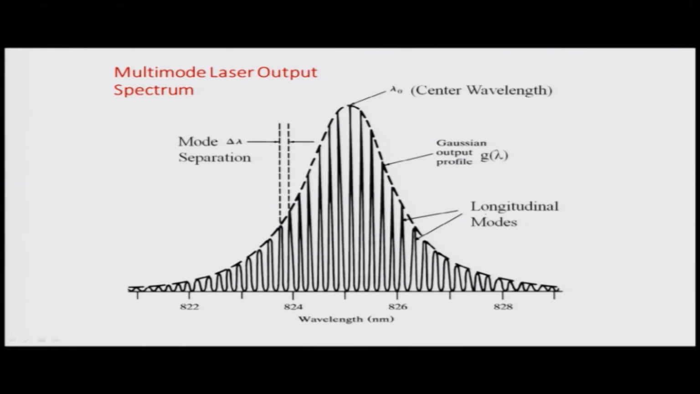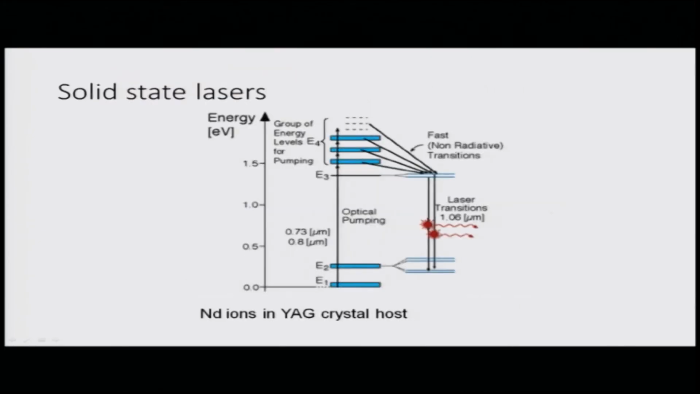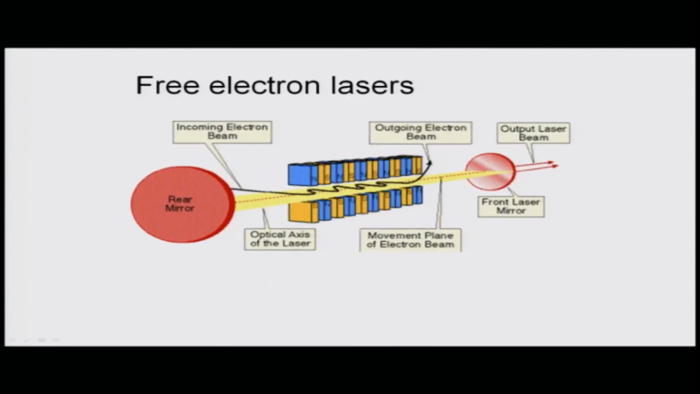So, most of the lasers that we have talked about have multi-mode laser output, where there are mode separations, a central wavelength, and the typical Gaussian output, but then there are these longitudinal modes, and this is a typical laser output. And this is the energy diagram again. We have already gone through this.